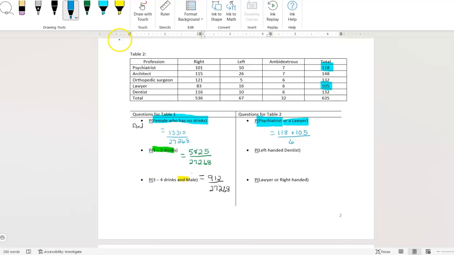So 635. That gives us 118 plus 105, my addition is not working right now. So we have 223 out of 635.